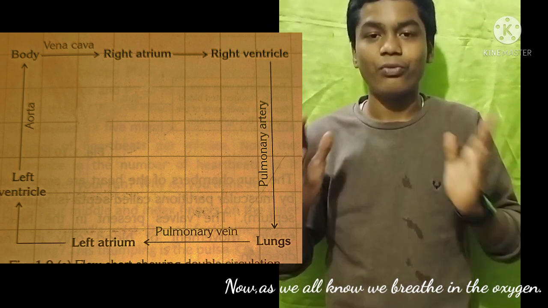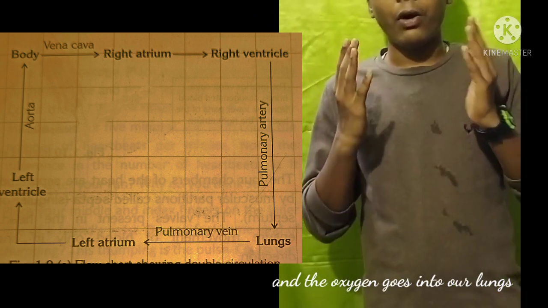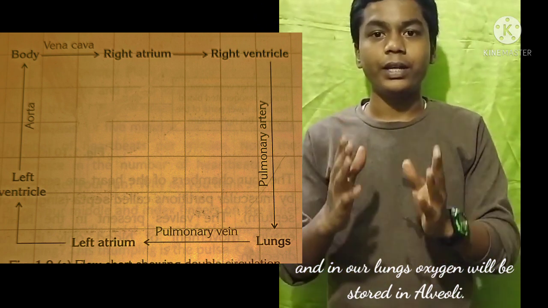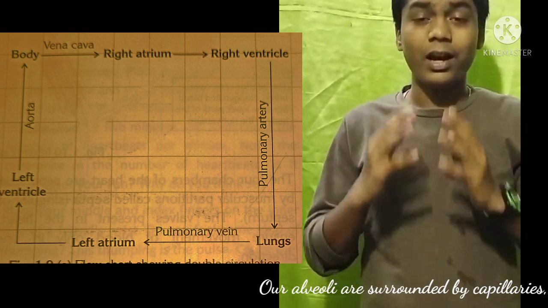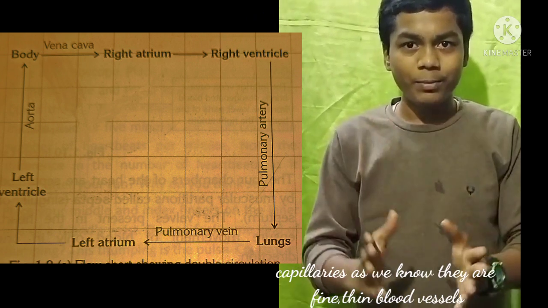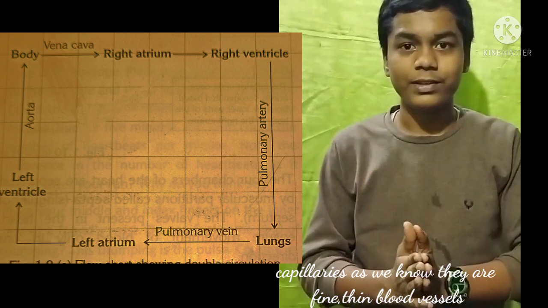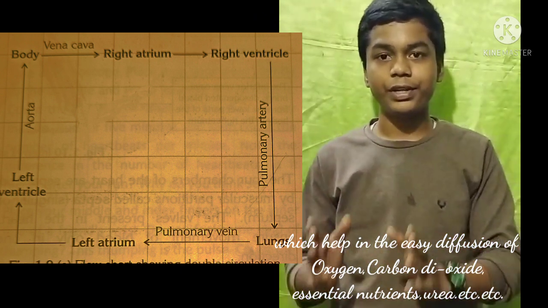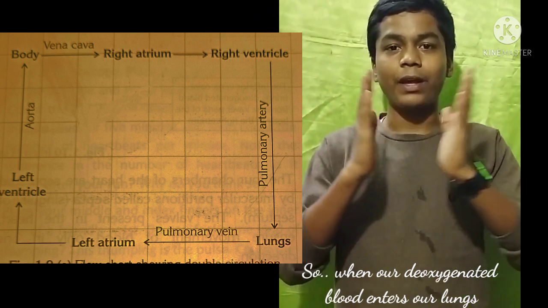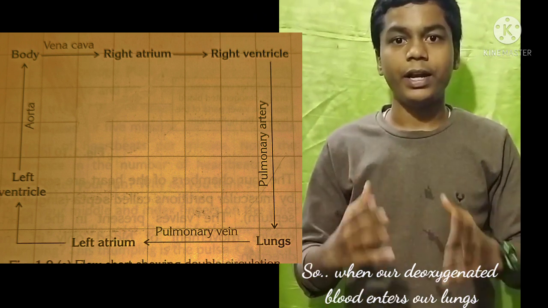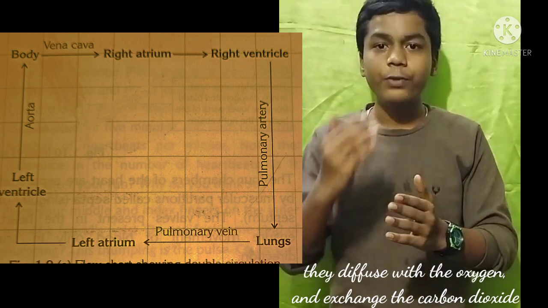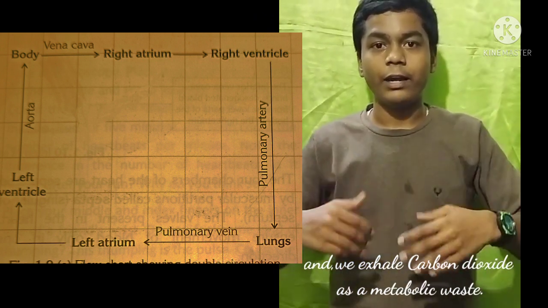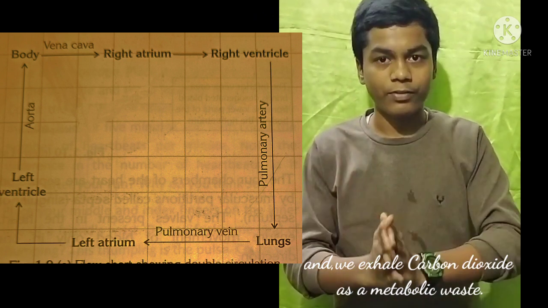Now, as we all know, we breathe in the oxygen and the oxygen goes into our lungs. In our lungs, the oxygen will be stored in alveoli. Our alveoli are surrounded by capillaries. Capillaries, as we know, are fine thin blood vessels which help in the easy diffusion of oxygen, carbon dioxide, essential nutrients, urea, etc. So, when our deoxygenated blood enters our lungs, it exchanges carbon dioxide for oxygen, and we exhale carbon dioxide as a metabolic waste.